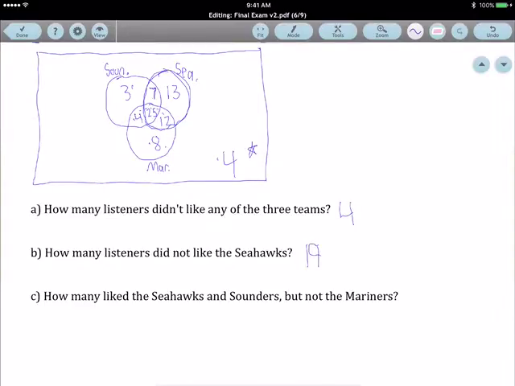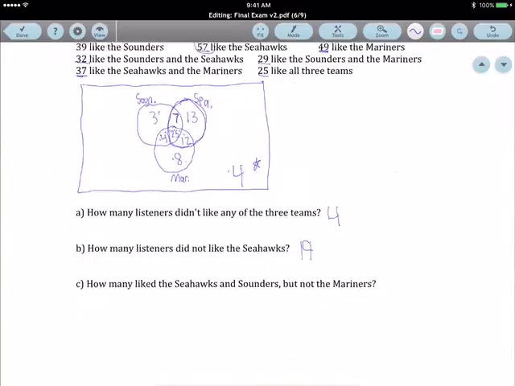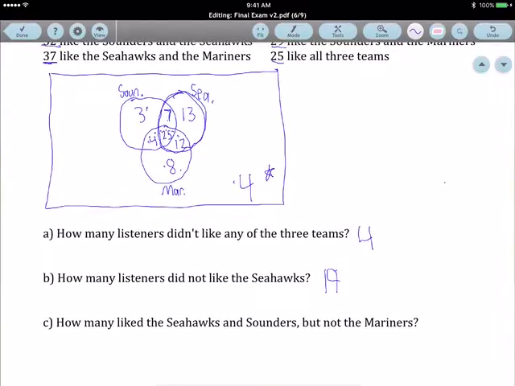Another way to do that, by the way, is to take 76 minus the number who like the Seahawks. 76 minus 57, you get 19. Like that. So that's another way to do that one. Okay. Then last, how many like the Seahawks and Sounders but not the Mariners?